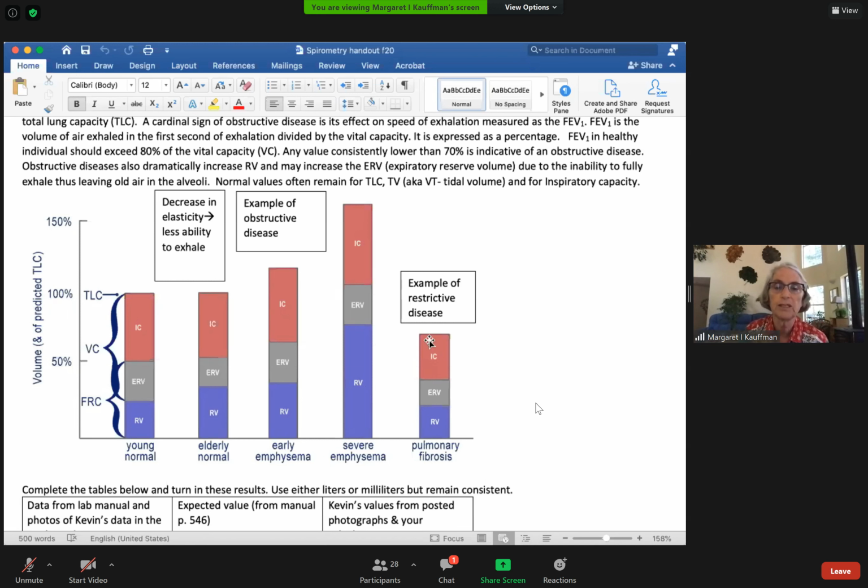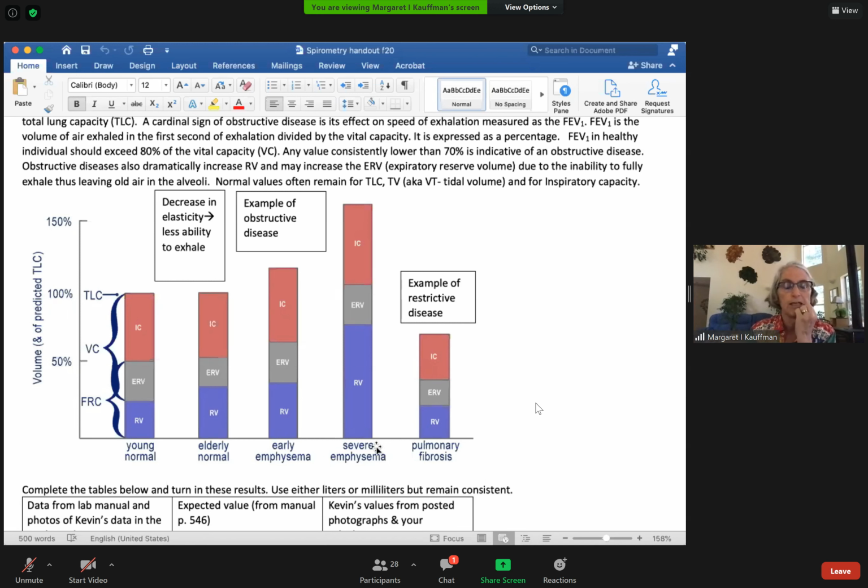And then they did one example of a late pulmonary fibrosis, where you can see in this patient the residual volume is similar. The dead air in it is not changed that much, but their total lung capacity has changed. In all three of them, the inspiratory capacity and the ERV have diminished in this patient.